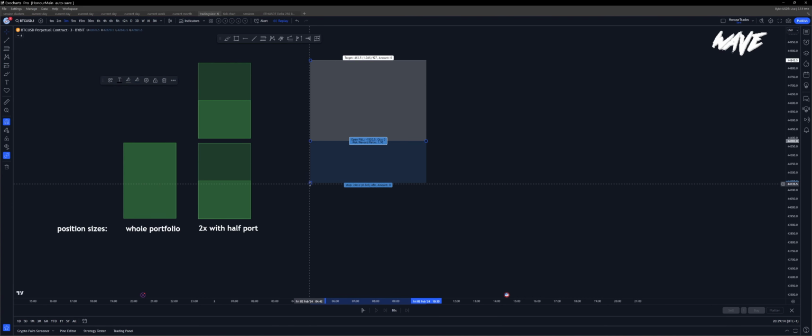Let's say this is your trade, right? Let's give it a 0.5% stop. So with this 0.5% stop, what is the maximum leverage that you can use so that you will not be wrecked from this move?